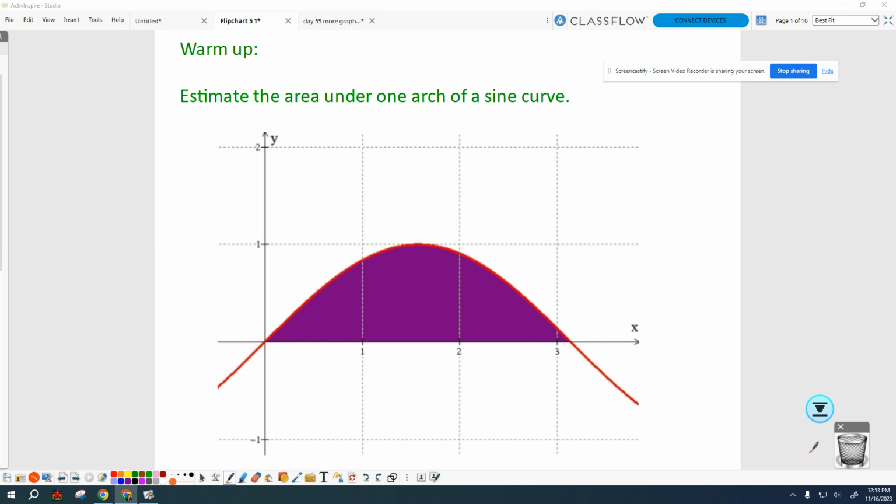Okay, so what's in there? It's like the sixth one. So, estimating the area under the curve of one arch of sine. Anyone got a, Kate, what were you guys coming up with? 1.8 or 1.9 or something like that. 2. You're so confident.